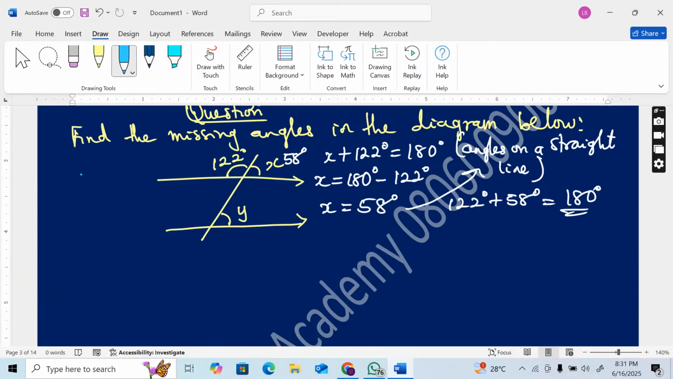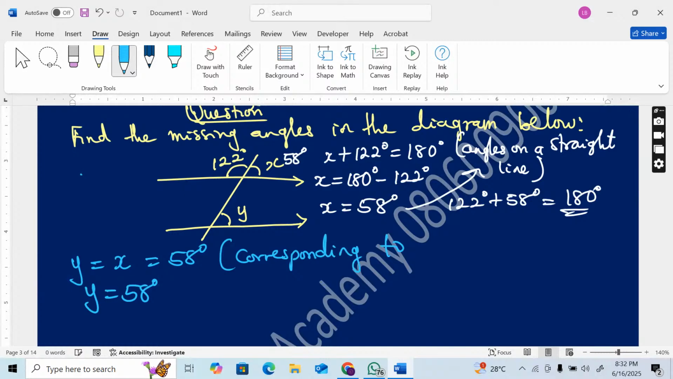It is at the same position that X is. It means that angle Y is corresponding to X. So y is equal to angle x, and that's equal to 58 degrees. It means y is also equal to 58 degrees. What is the reason? Corresponding angles. So y is corresponding to x.